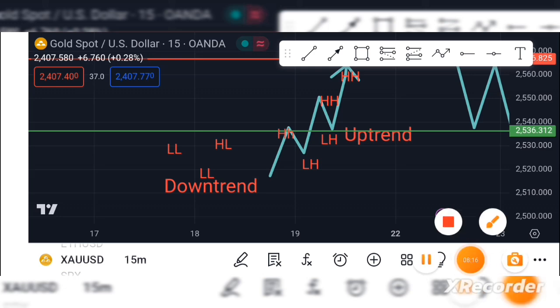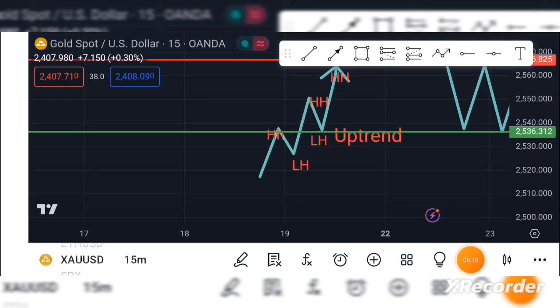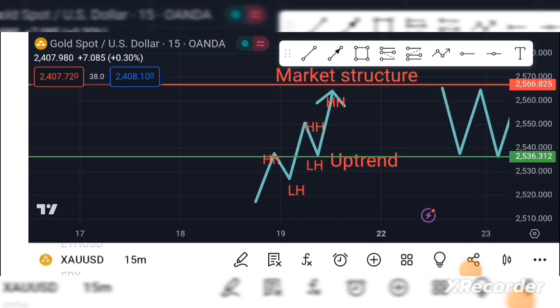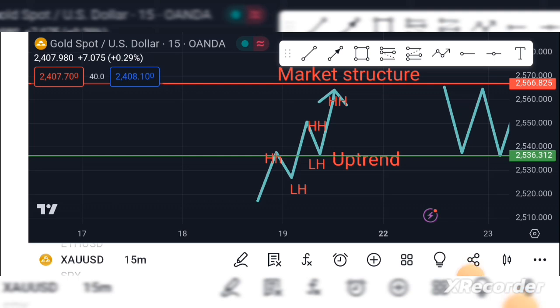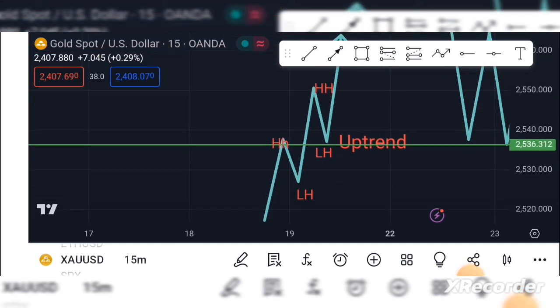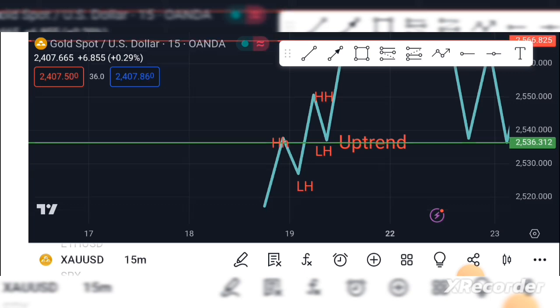Okay, now let's move on to an uptrend. An uptrend is where the market is making a higher high and a higher low. Remember the difference. In a downtrend, the market is making a lower low and a lower high. In an uptrend, the market is making a higher high and a higher low. Okay, now let's take this to the chart.